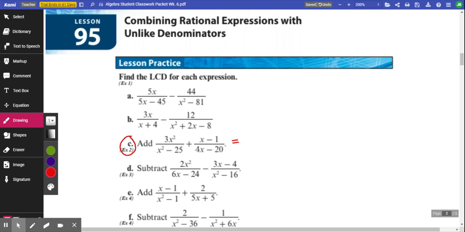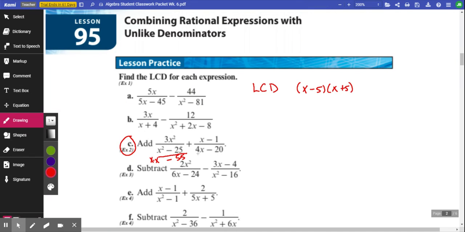First of all, let me erase that equal sign. We're going to find the least common denominator. First thing we need to find is the least common denominator, and we do that by factoring the two denominators. So the first one we have x squared minus 25. Well, this is a difference of squares, right? We have x and x, 5 and 5, and a subtraction sign. So we can just factor x minus 5, x plus 5, or vice versa.